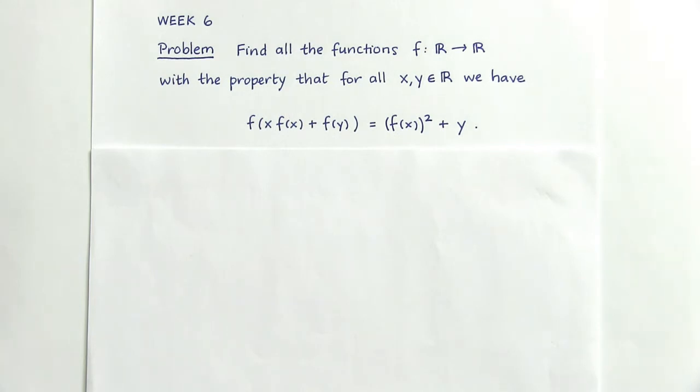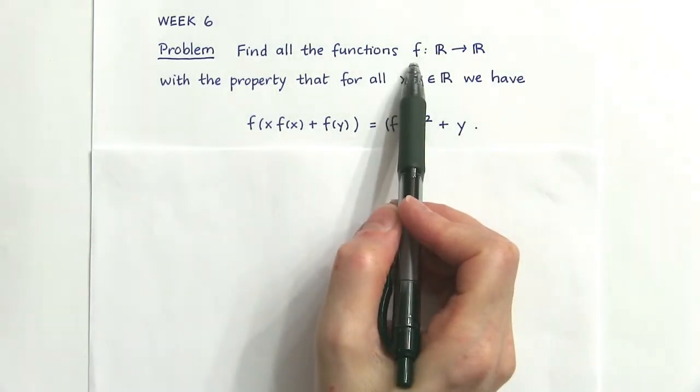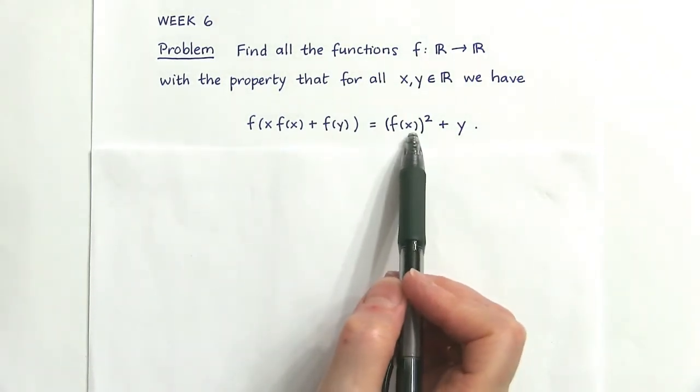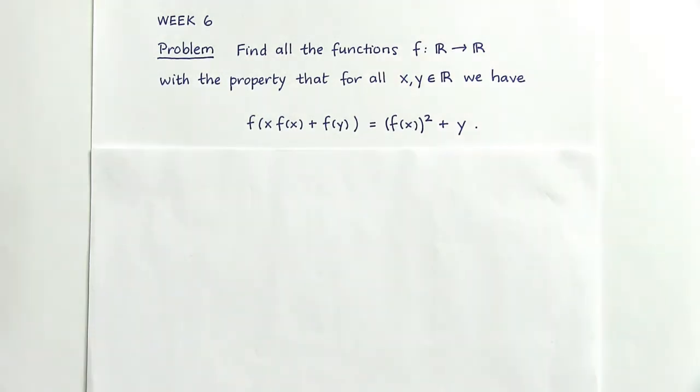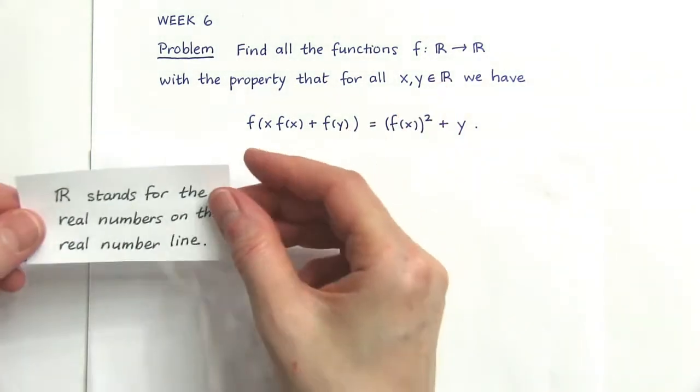want to solve this week is as follows. We want to find all the functions f with the following property. Let's make sure we understand all this notation. First of all, let's recall that R stands for the real numbers.